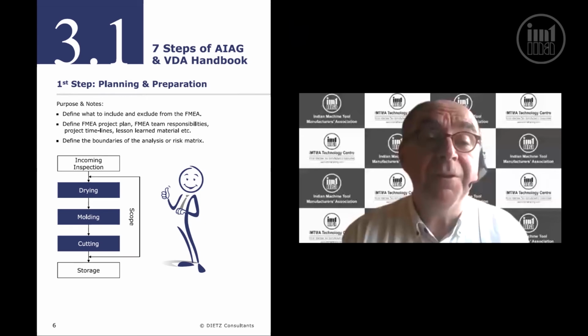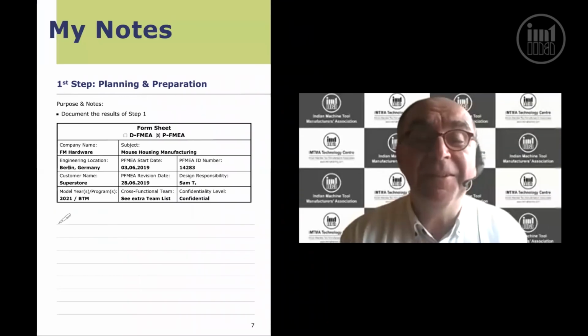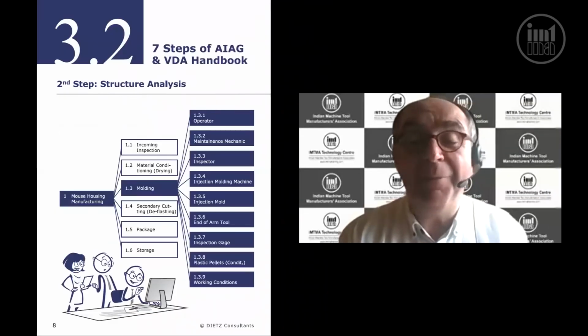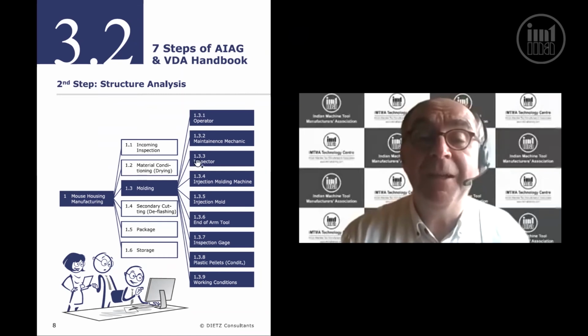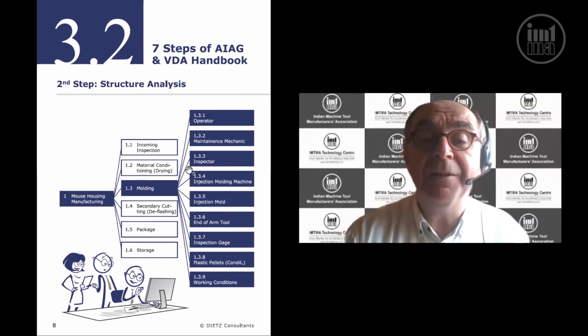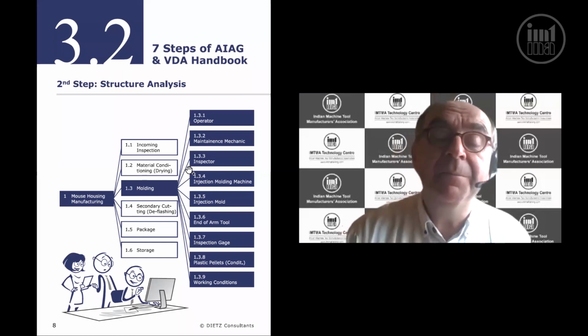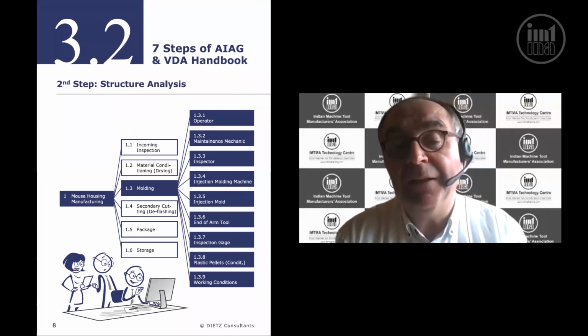Of course, step 2 is the structure analysis. In the process FMEA, we have only 3 levels. That's pretty nice. Level 1 is the name of the whole process, for example, the mouse housing manufacturing. Level 2 is the flowchart. Level 3 are the needed resources divided into the 4M: man, machine, material, and milieu.